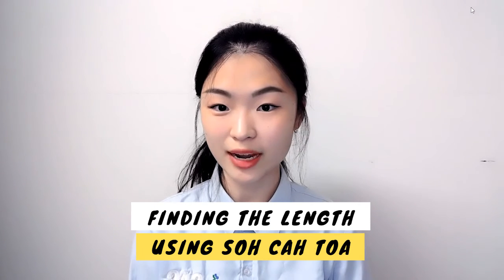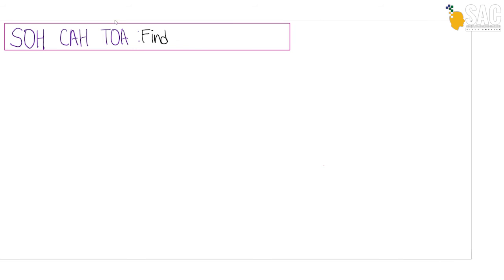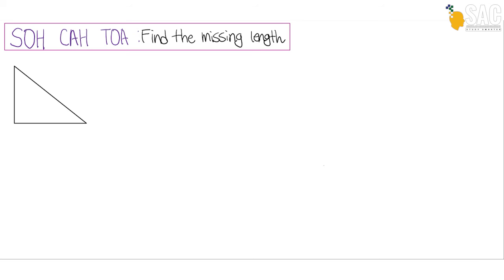Today, we're going to show you how to find a missing length in a right triangle using SOHCAHTOA. Let's start our lesson with finding out how to label our side lengths in a right triangle. So let's say we have a right triangle here with an angle theta.